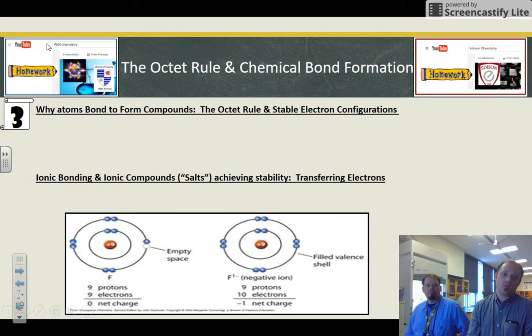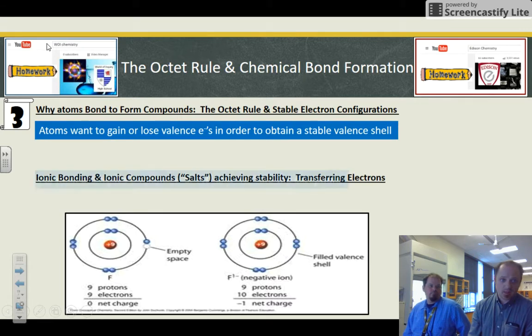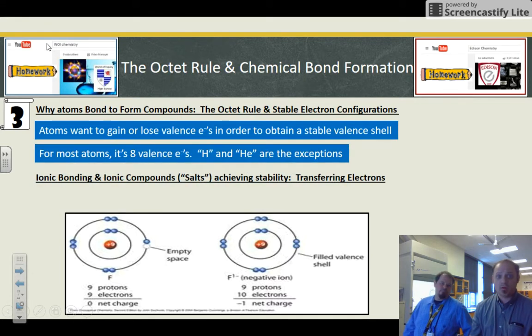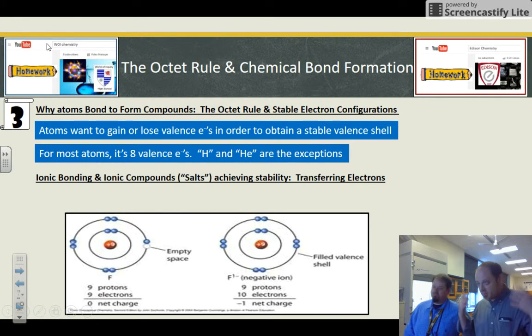So why do atoms form bonds in the first place? These atoms want to gain or lose their valence electrons in order to get a stable electron shell, and that stable electron shell has a magic number of 8. Eight seems to be the stablest configuration. For most atoms, 8 electrons in the exterior shell, the valence shell, makes it stable.